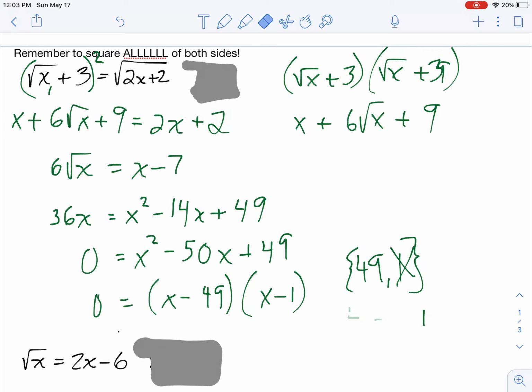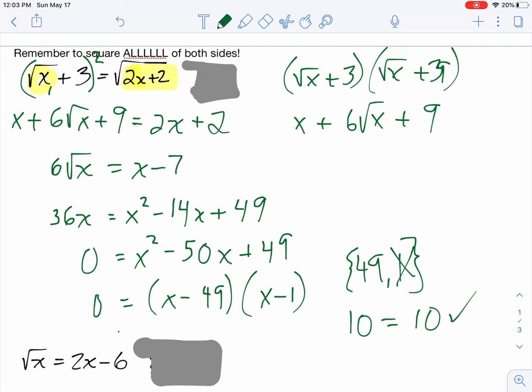Okay, well, I guess it just doesn't. Let's now try 49. So the square root of 49 is 7, so 7 plus 3 is 10, so that's going to be the left side. All right, now 2 times 49 is going to give me 98. 98 plus 2 is going to give me 100, so I now have the square root of 100, and yes, that is equal to 10.